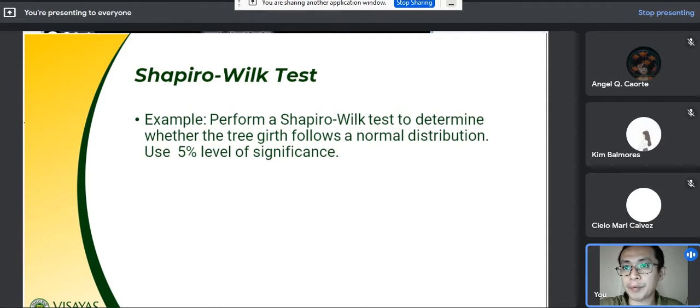So we have here a problem, class, which states that you were tasked to perform a Shapiro-Wilk test to determine whether the girth of trees follows a normal distribution. Here, trees is our data set name, and girth is a variable of trees. As stated here, you are going to use a 5% level of significance. Do you have questions, class, with regards to the example problem which I have presented?